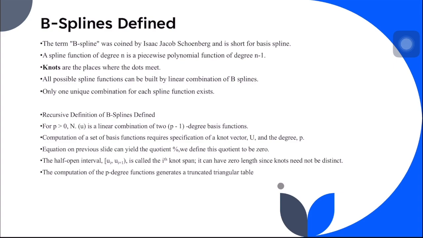For p greater than 0, N of i,p of u is a linear combination of two p minus 1 degree basis functions. Computation of a set of basis functions requires specification of the knot vector U and the degree p. The equation on the previous slide can yield the quotient 0 by 0; we define this quotient to be 0. The half-open interval [ui, ui plus 1) is called the ith knot span, and it can have zero length since knots need not be distinct. The computation of p degree functions generates a truncated triangular table.